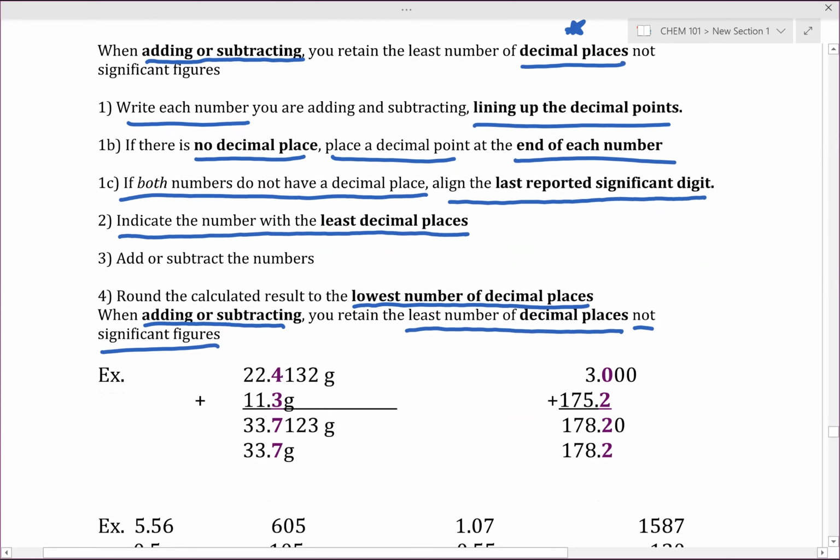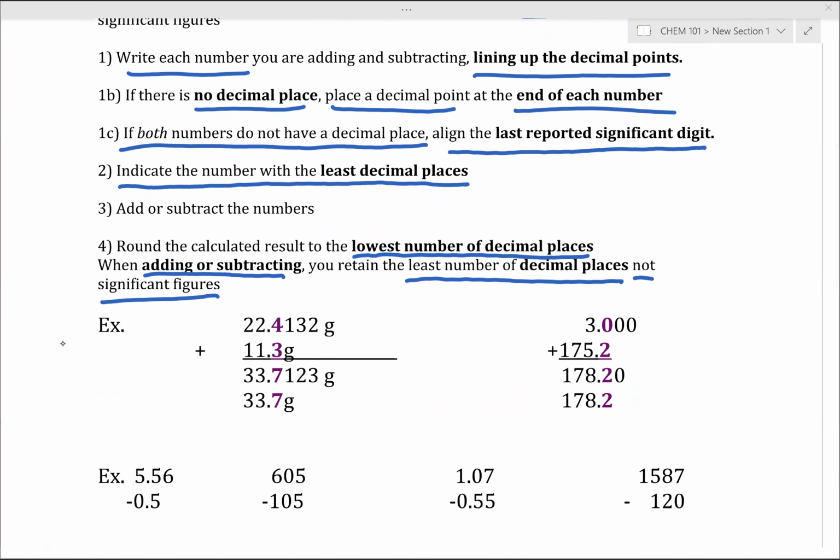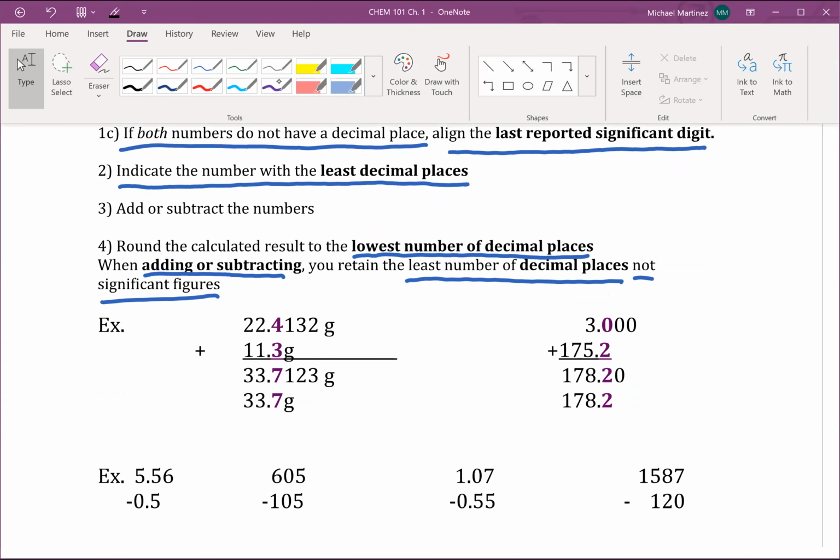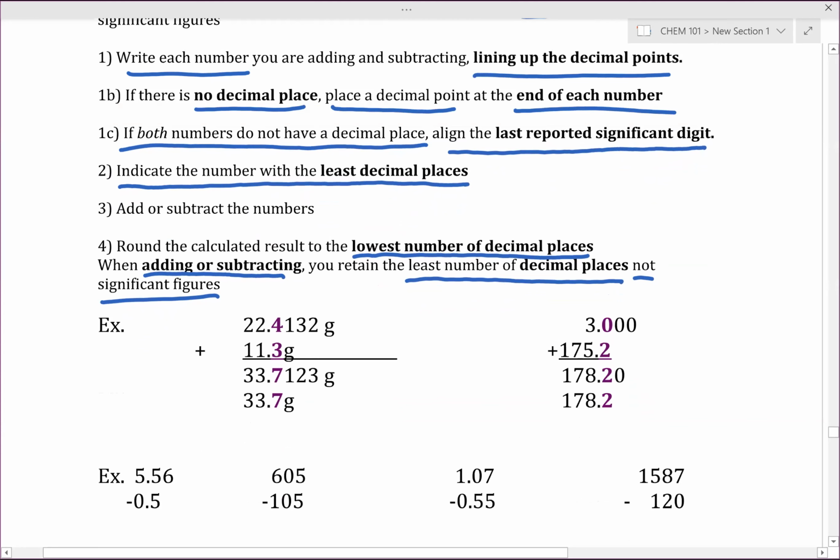So let's look at a few examples. So let's look at these two representative examples. In this case, we're adding 22.4132 and 11.3. So we've lined up our decimal points. And now my question to all of you is, how many decimal places does the top number have? Not sig figs, decimal places. How many numbers after the decimal point? 4, right? 1, 2, 3, 4. So we have 4 decimal places.